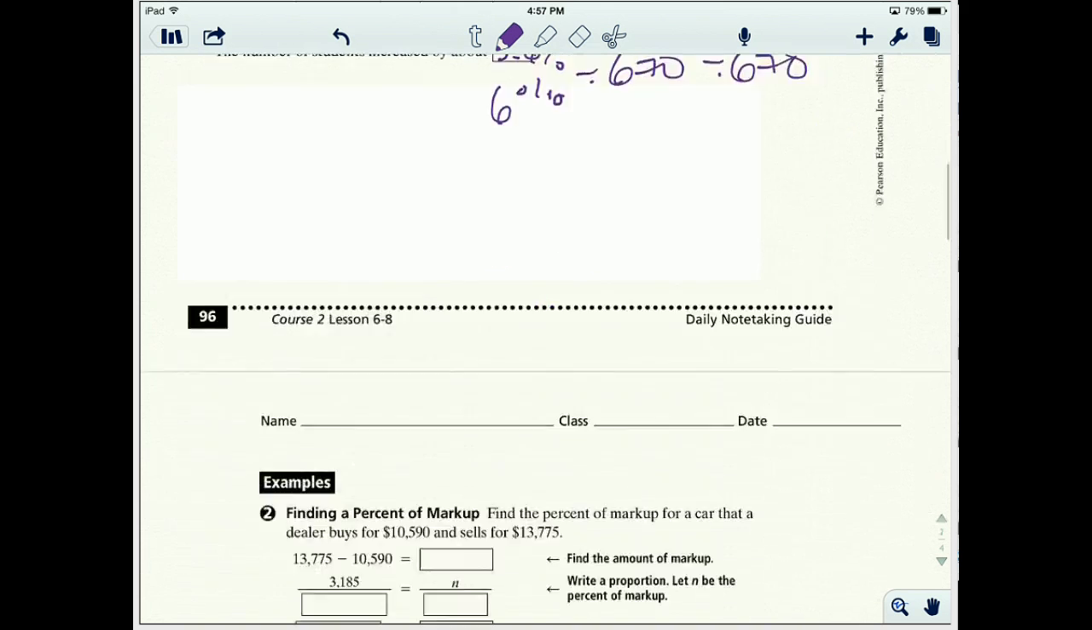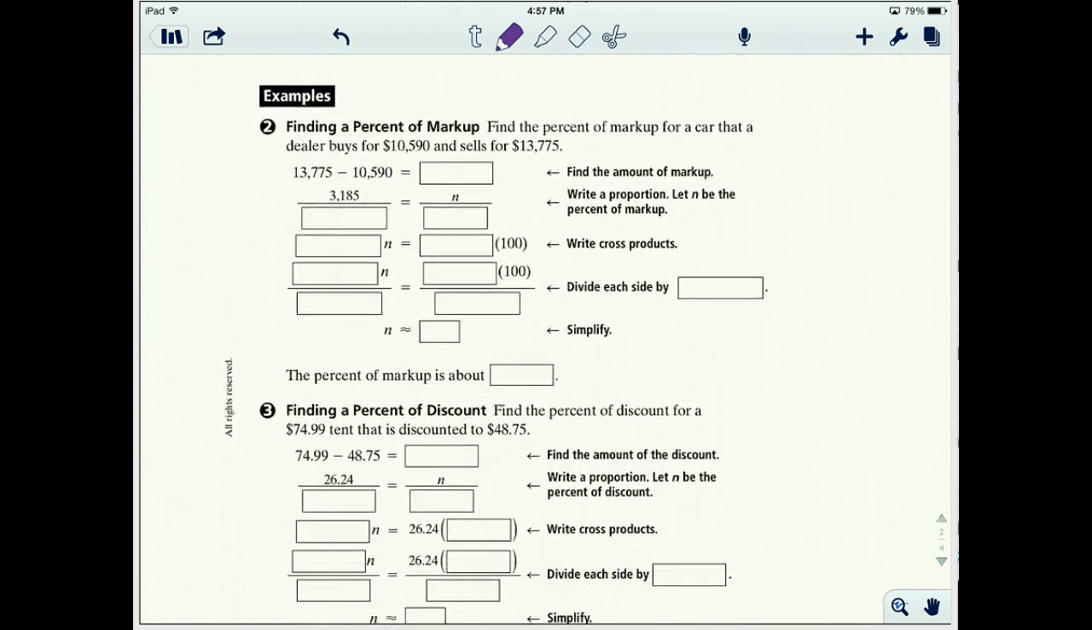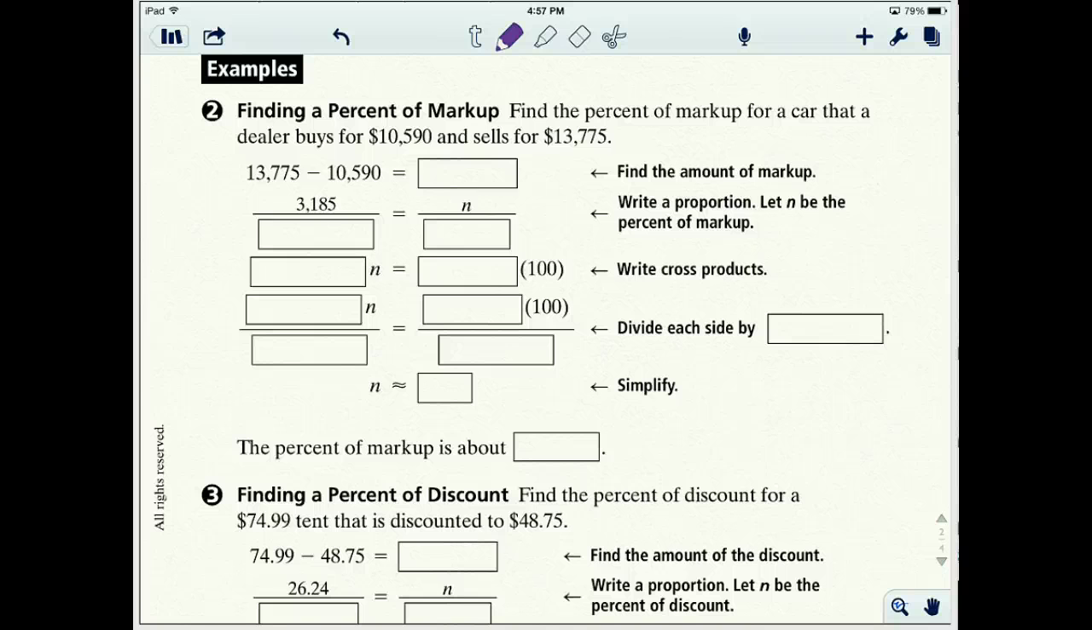Let's go ahead and look at the next example. This one says that there is a markup on a car, so it increased in what it cost. It says that the dealer bought it for 10,590 and he sells it for 13,775. So it went up. We need to find out by how much. So that's the first step here. We're going to subtract 13,775 minus our 10,590, and so we get $3,185.